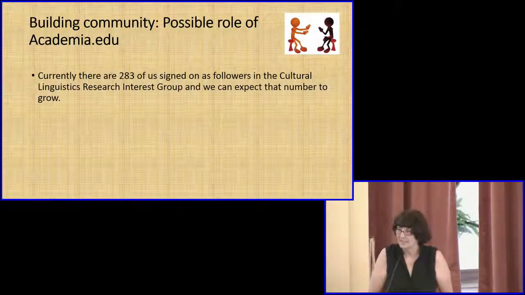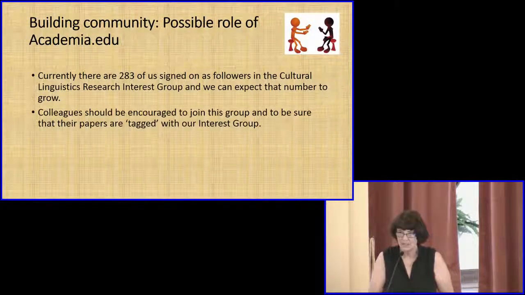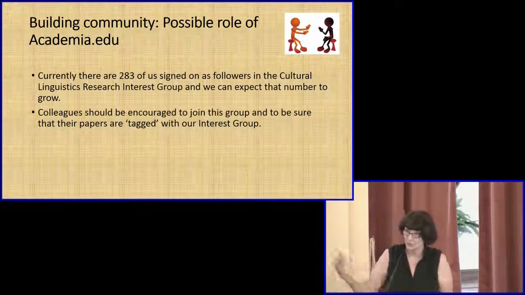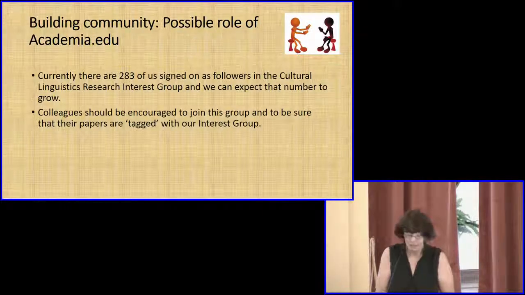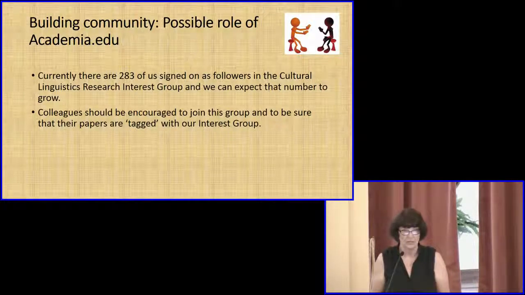I find it an absolutely amazing place to post articles, to get in contact with other scholars, to keep on top of what's going on. So I think that we really should exploit it to the full extent. Colleagues should be encouraged to join the group of the Cultural Linguistics Research Interest Group, which is on Academia.edu. You can go in and see who's there and what's going on. When you sign up, you get notifications when they post one of their articles. Colleagues should be encouraged not only to join the group, but to be sure that their papers are tagged with our interest group.